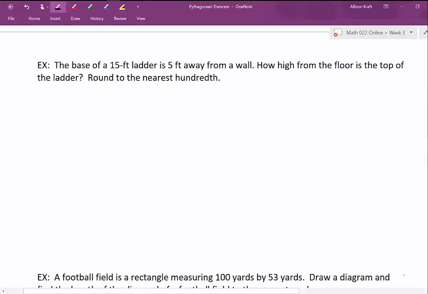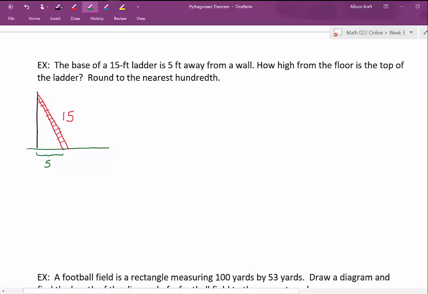Let's take a look at a couple applications that would involve the Pythagorean theorem to solve. The base of a 15-foot ladder is 5 feet away from a wall. How high from the floor is the top of the ladder, round to the nearest hundredth? I would start by drawing a picture. I have a wall, the ground, and a 15-foot ladder. The base of the 15-foot ladder is 5 feet away from the wall.